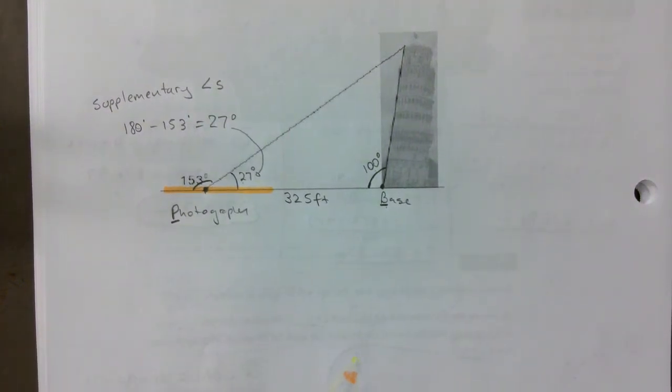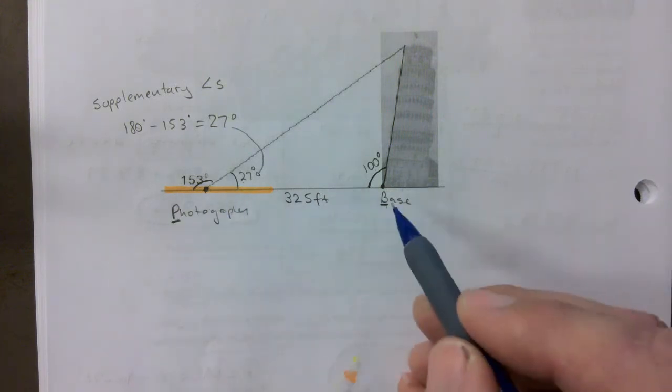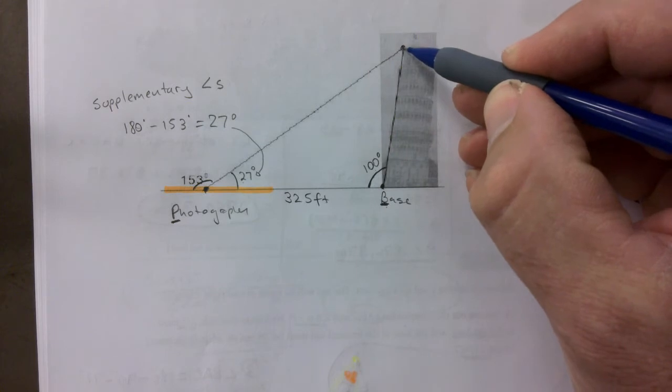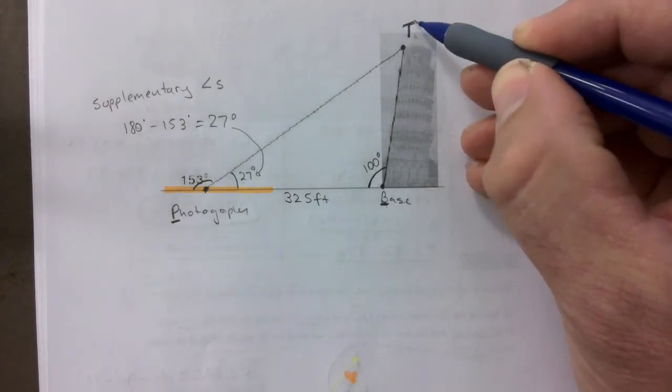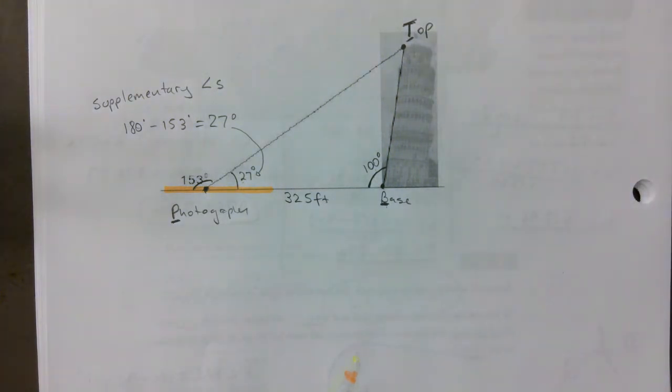So a lot of information was just knowing properties, knowing what terms mean, right? Keywords. So we have got angle P down here. Base is here, angle B. Let's call this up here T for top, right? So sometimes you have to be creative with letters. You can call it ABC, that's fine.